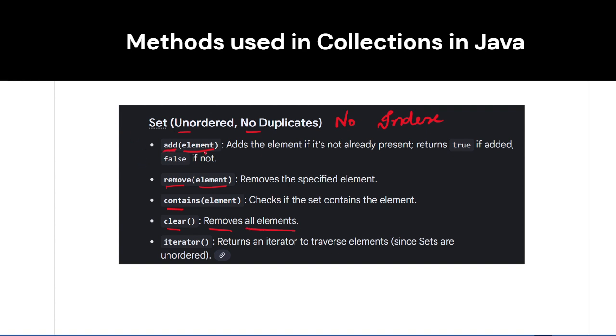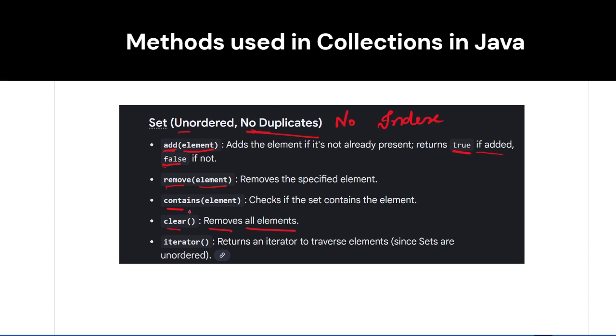One thing I forgot is add element. So we have seen that it does not have any duplicates. So what happens if we have a duplicate element? If we are adding a duplicate element, it adds the element if it's not already present, and returns true if added. True if added, false if not. That means if a duplicate element was added and it is already present, it will return false. Because it would not allow any duplicates, it will return false.